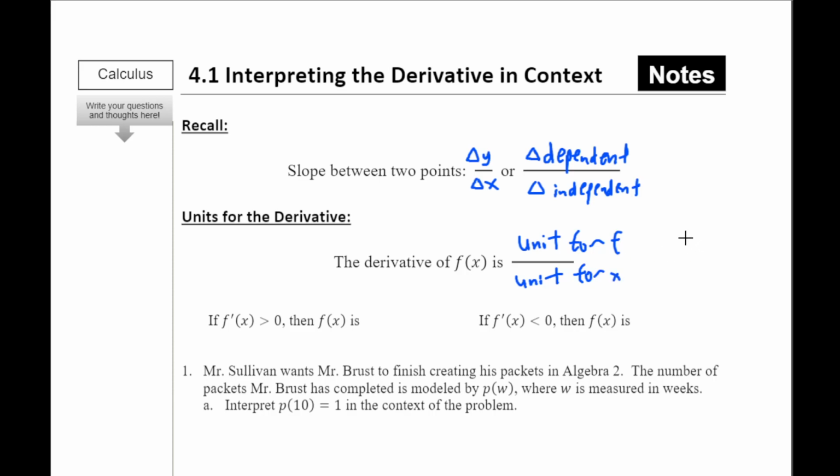And the problem doesn't always have to be in f of x. It could be in, for example, h of t. In that case, it'll just be the unit for h over the unit for t.